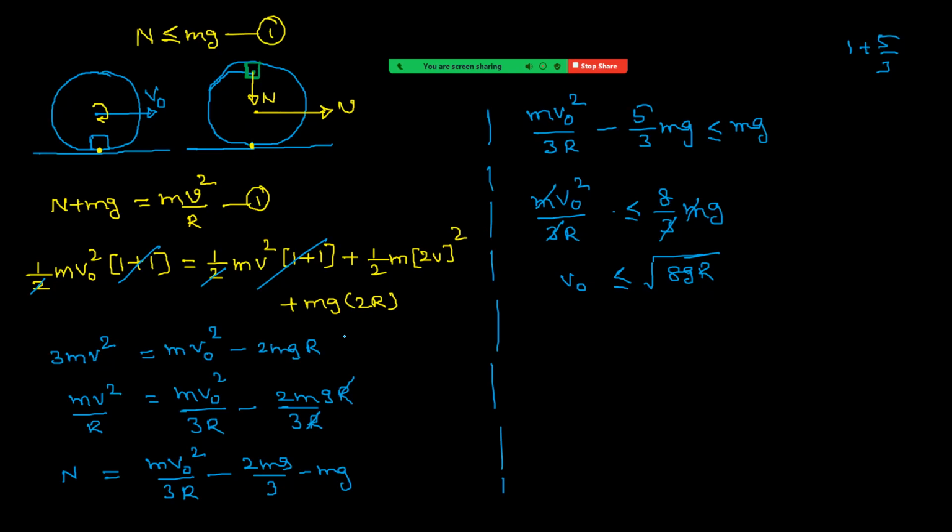So I hope you got clarity. The main thing we have to focus on is why the ring is losing contact with the ground. If you get that idea, then writing the force equation, then writing conservation of mechanical energy, what remains is just the calculation part. So I hope you got clarity. Let us go for the next problem.